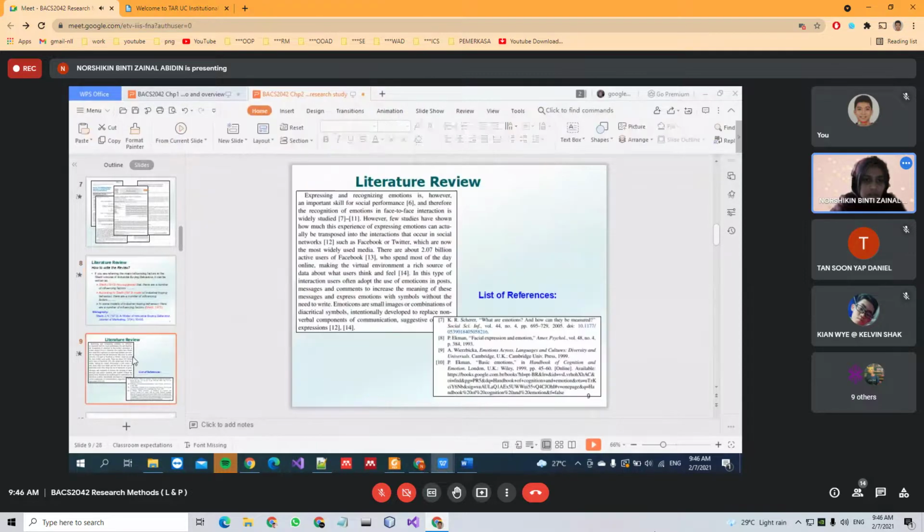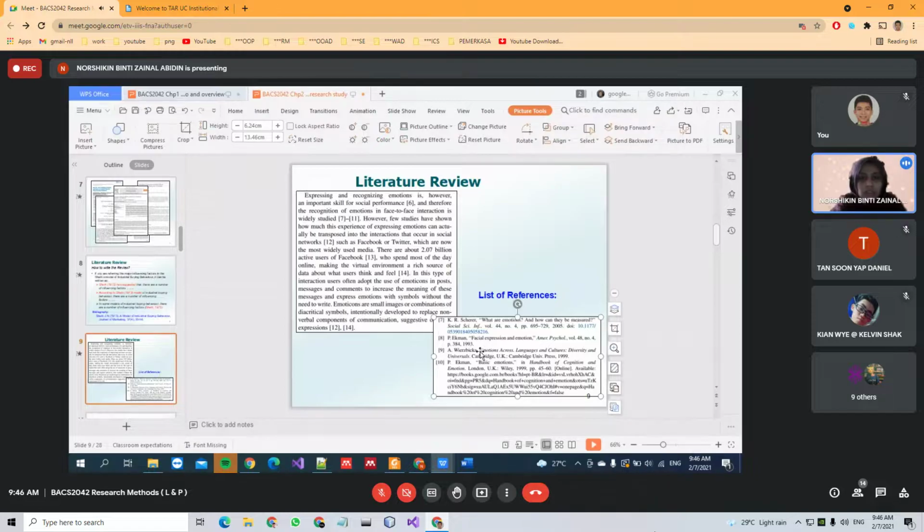So this is the LR. Like I said, for every LR, like I explained just now, for every paper that you use in your LR, you need to write it in your reference, to give credit to the original paper. That's how you write.